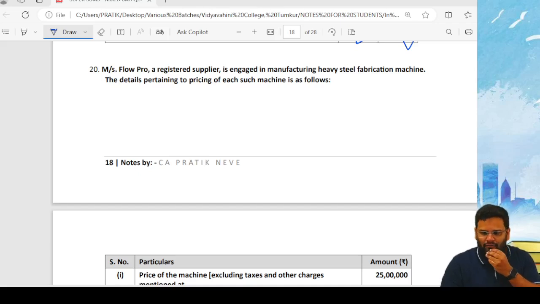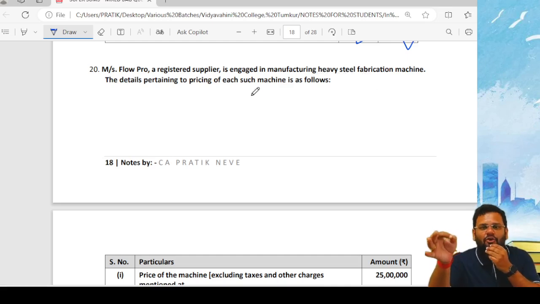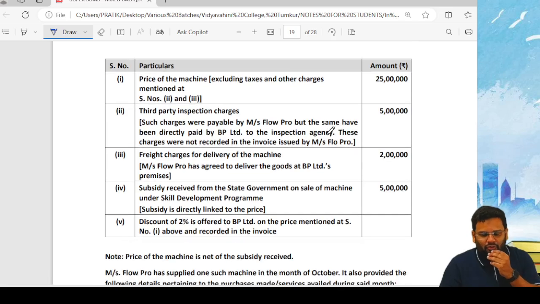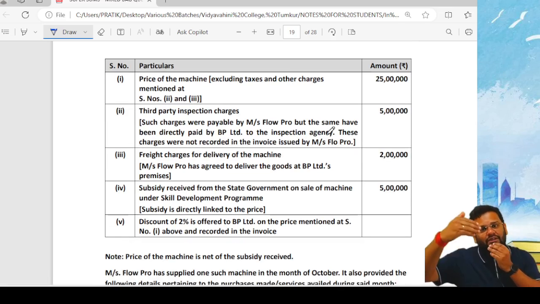Question 20 of Super Sums. Messrs. FlowPro, a registered supplier, is engaged in manufacturing heavy steel fabrication machine. Details pertaining to pricing of each such machine is as follows. So when a lot of data is given, as usual, see what is the ultimate question asked.